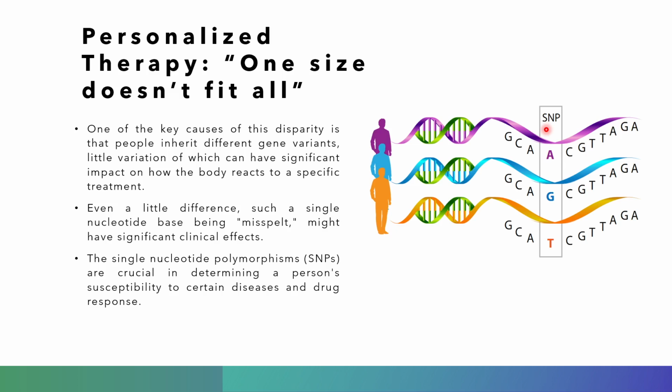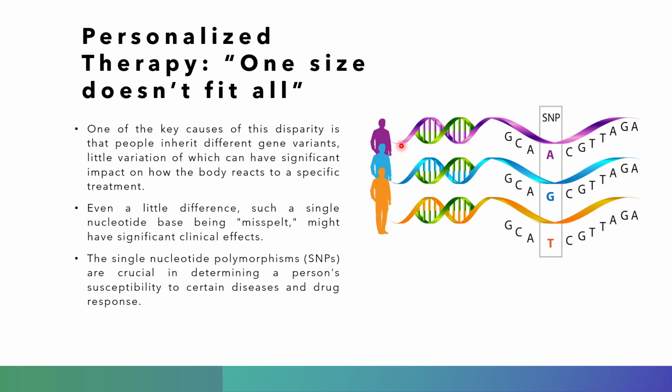This is called polymorphism because it is seen in a number of patients. Poly means a large number of people, and now you can see that it can be adenine, guanine, or thymine for different persons. So this single nucleotide polymorphism changes the genotypic and phenotypic behavior of these three individuals. One of the key causes of this disparity is that people inherit different gene variants, a little variation of which can have a significant impact on how the body reacts to a specific treatment.